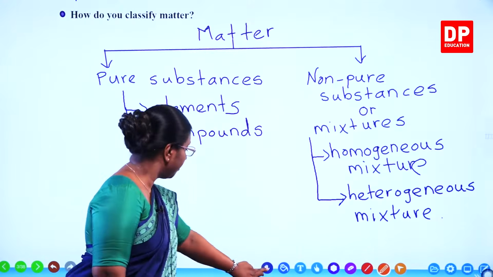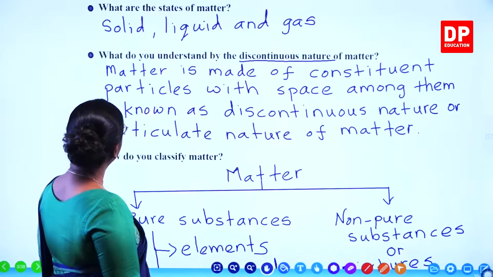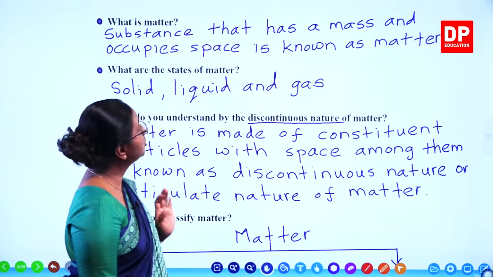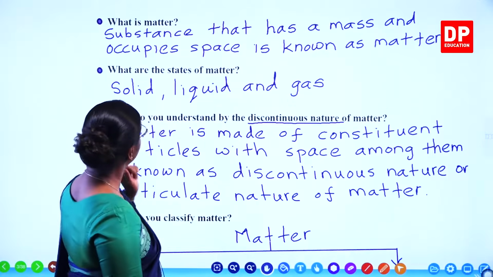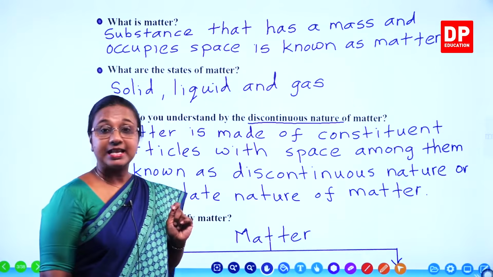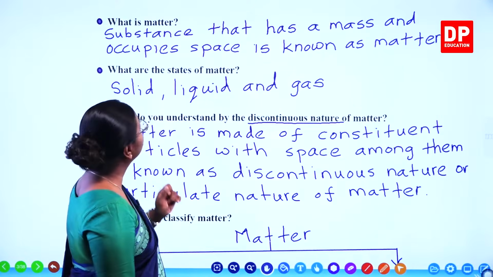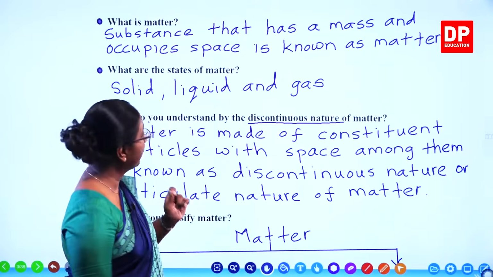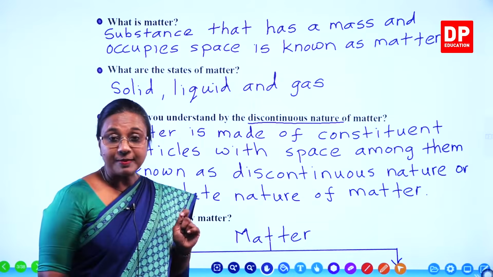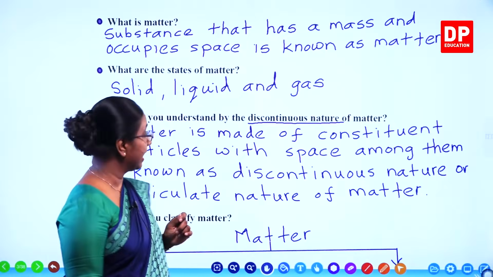So we started off by answering these questions to which you already know the answer. What is matter? Substance that has a mass and occupies space is known as matter. And the three states of matter, solids, liquid and gases.